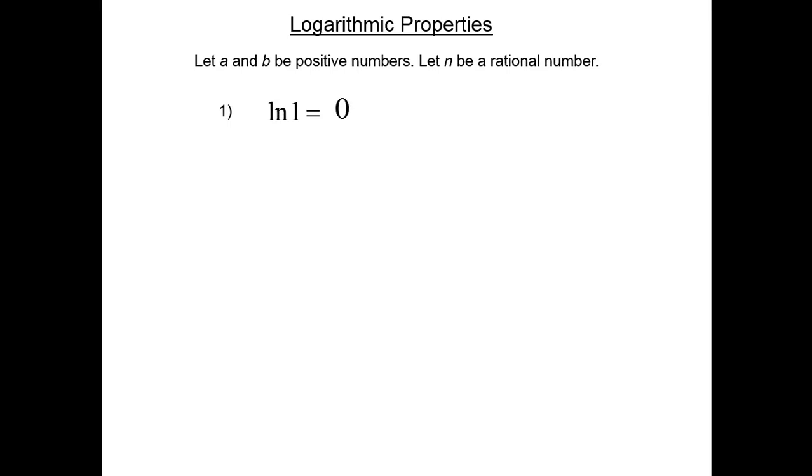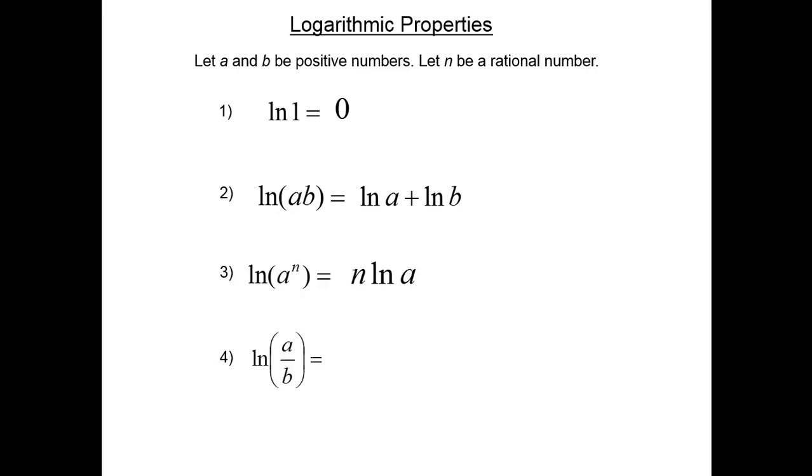A few properties of the log functions. Natural log of 1 is 0. Natural log of AB can be expanded as the natural log of A plus the natural log of B. Power rule, natural log of A to the n, can be written as n times the natural log of A. And that quotient rule, the natural log of A divided by B, can be expressed as the natural log of A minus the natural log of B.